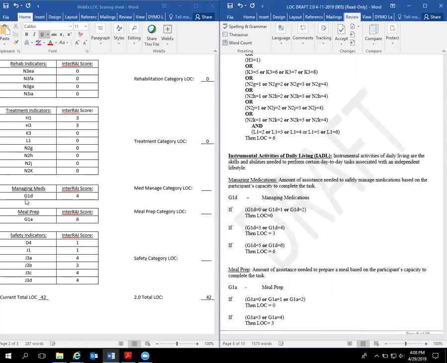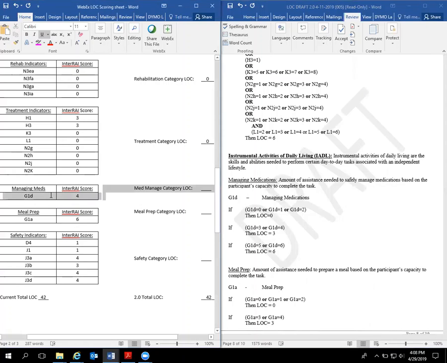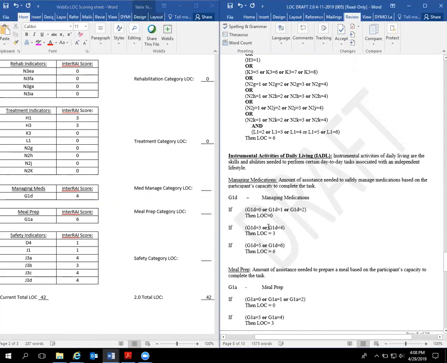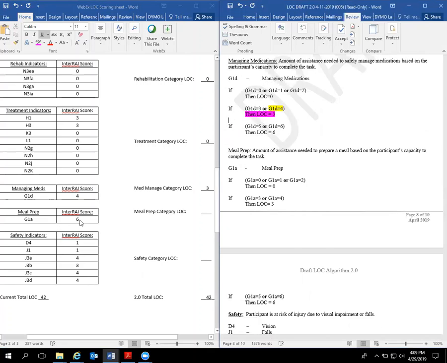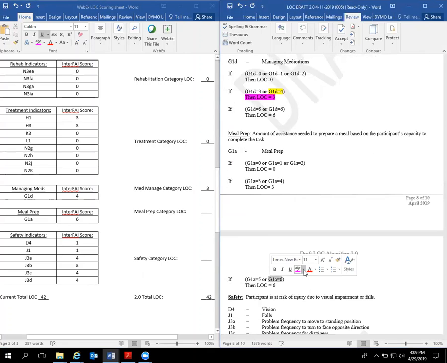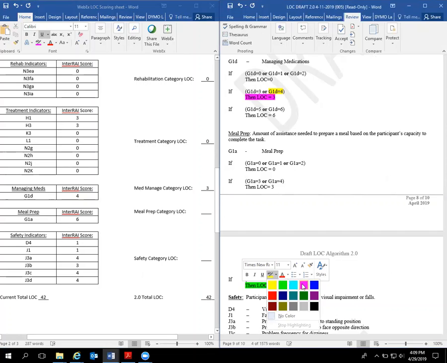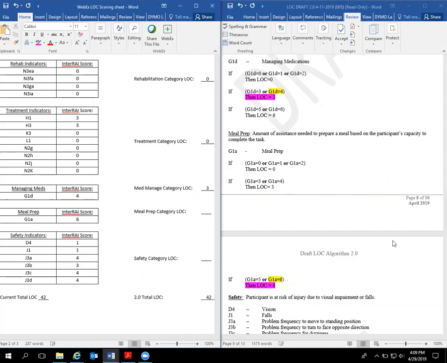Managing meds is next. Managing meds is just one indicator. G1D was a code of 4 on the enter-I, so I will highlight G1D equals 4. And since there's only one indicator to look at, we know that that indicates a level of care equals 3. So we will have a 3 here for the managing meds category level of care. Meal prep is G1A. This participant had a code of 6 for G1A, and that one code will then determine that the participant has qualified for a level of care equals 6 for meal prep. So we will give him a 6 on the worksheet for meal prep.